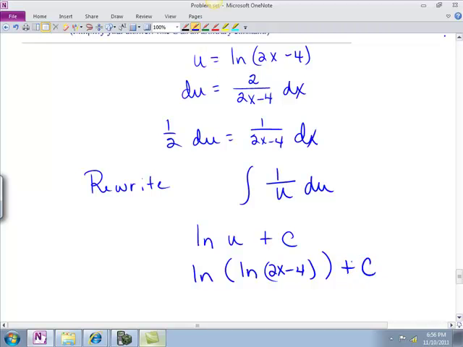I don't know if it needs that many parentheses. I'm writing them there, but I don't know if it'll need that many. Actually, it may use absolute value. Sometimes with ln, it does that.